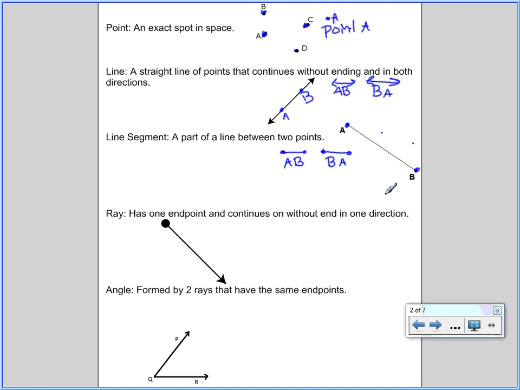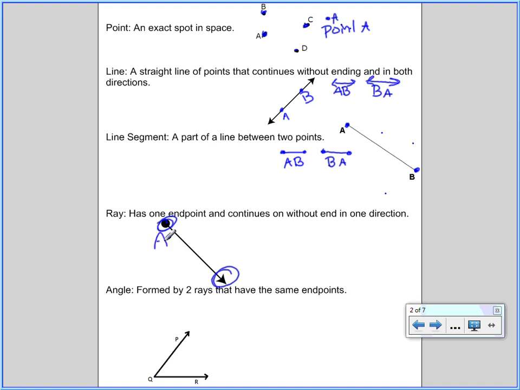The next word we're going to look at is ray. Now a ray is a little different. It has one endpoint and it continues on without ending in one direction, so the other direction. What I tell the students is that it has a beginning, but it has no end. So it would have a beginning, it has a point like here, but then it has an arrow at the other end to show that it's going on forever in that one direction.